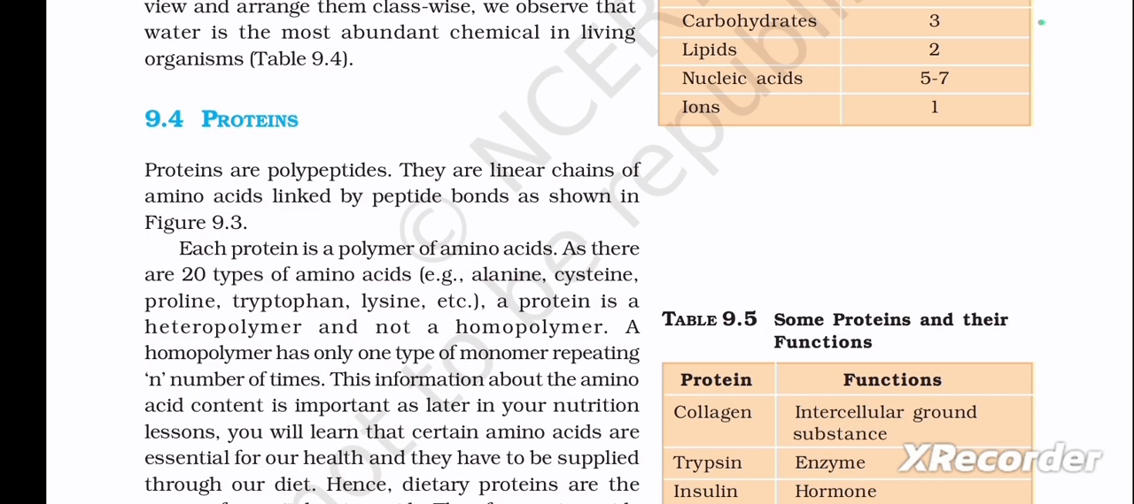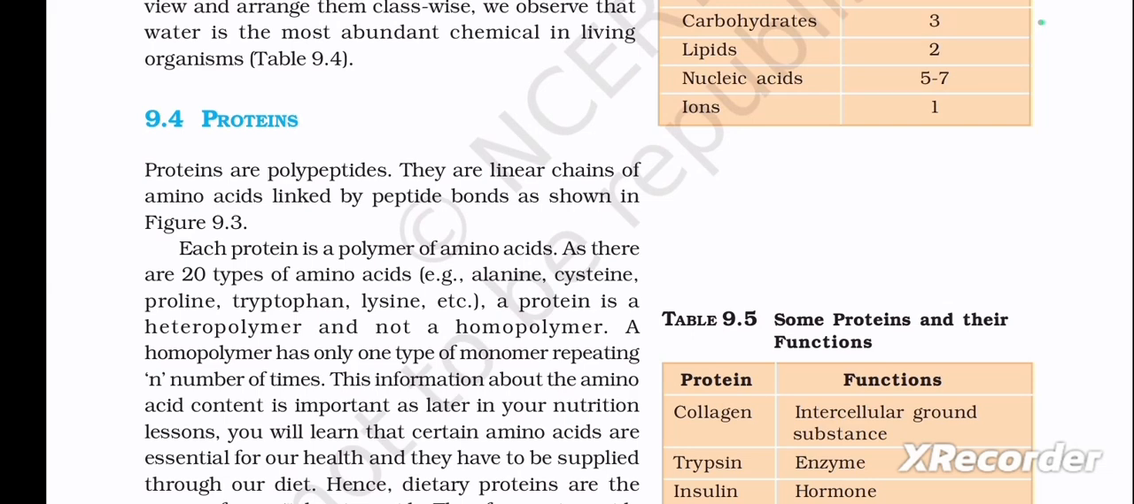They are linear chains of amino acids linked by peptide bonds as shown in figure 9.3. Each protein is a polymer of amino acids. As there are 20 types of amino acids, example alanine, cysteine, proline, tryptophan, lysine, etc., a protein is a heteropolymer and not a homopolymer. A homopolymer has only one type of monomer repeating n number of times.